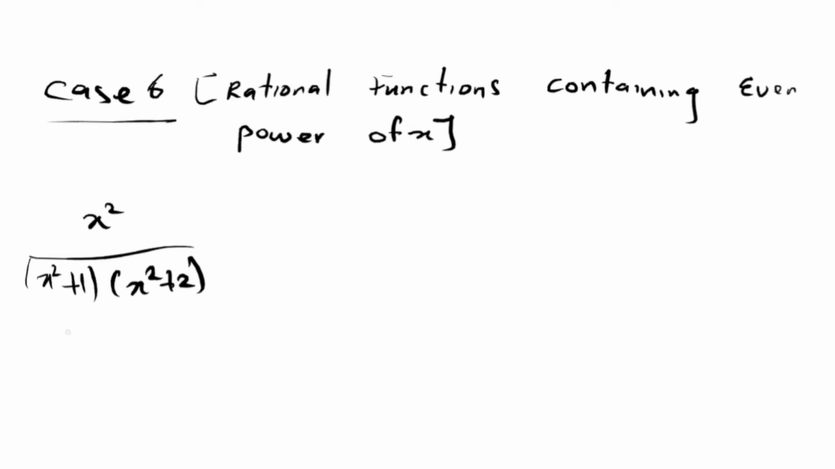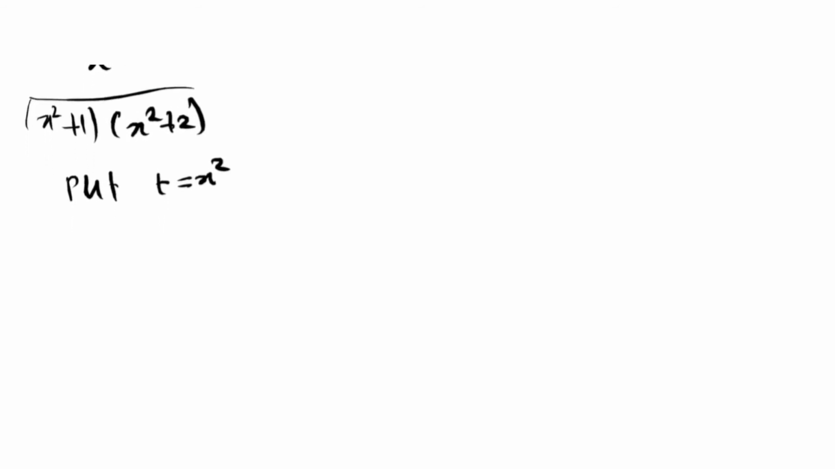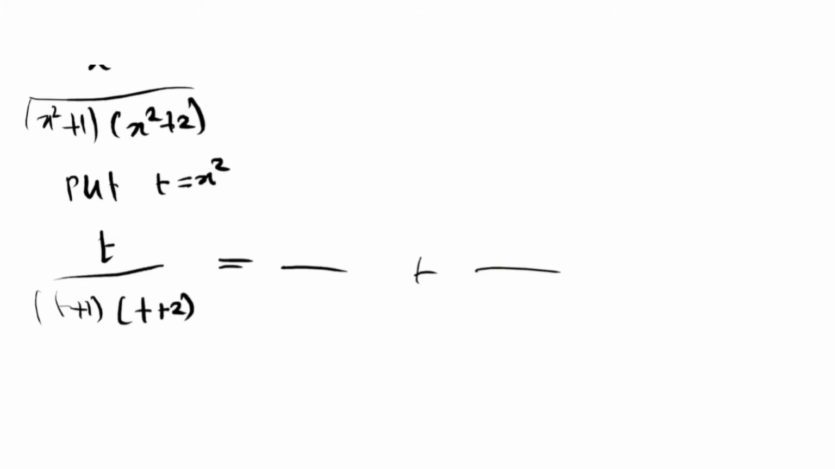We put t equals x squared. When you put t equals x squared, you get t over t plus 1, t plus 2. Now we solve this as basic partial fractions. So we write this as a over t plus 1 plus b over t plus 2. The numerators will be a and b.